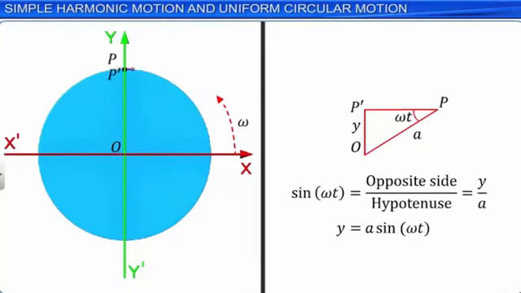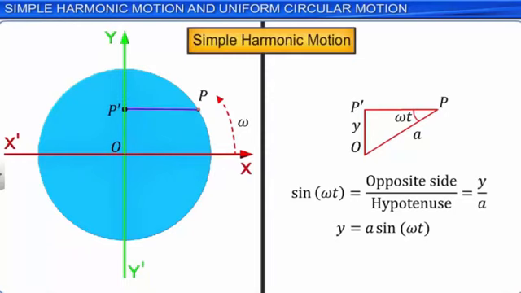If the reference particle P executes uniform circular motion, its projection executes simple harmonic motion along the diameter of the reference circle. Here, A is the amplitude of the point P' executing simple harmonic motion.